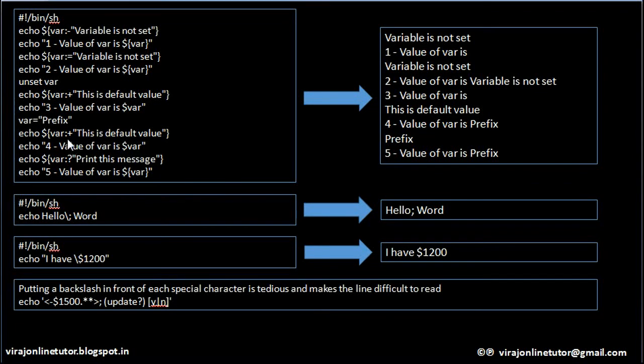That is because colon plus is a construct. What it does is, only if this variable is unset, then only it takes this value. Otherwise no. So this variable where already has prefix value, that's why it is not going to be overwritten by this line. That's why content of variable is prefix. Here, colon question mark. Okay, what it will do is, if this variable is not set, then it will print this line on the screen. Otherwise, whatever is the value of where, it will retain it. So that's why in this line it will print value of the variable where is prefix, this line.